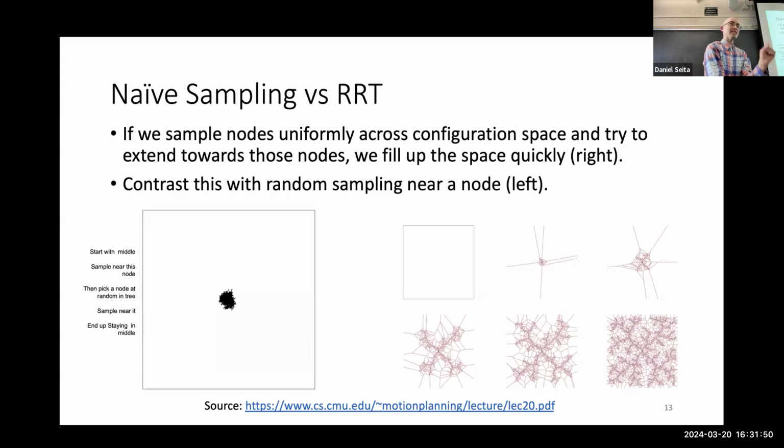I think the bigger reason is it samples a target uniformly in the space, and then the tree tries to grow towards it. So it's less about the steps. You can still have a small step size, but as long as you're sampling points that are far away, you can still grow towards the point. But what's going on here is you start in the middle, you sample near a node, you pick another node at random, you sample near it, you end up staying in the middle. So there's nothing about sampling a point anywhere in the region and then trying to go towards it. That's the difference between this and RRT.